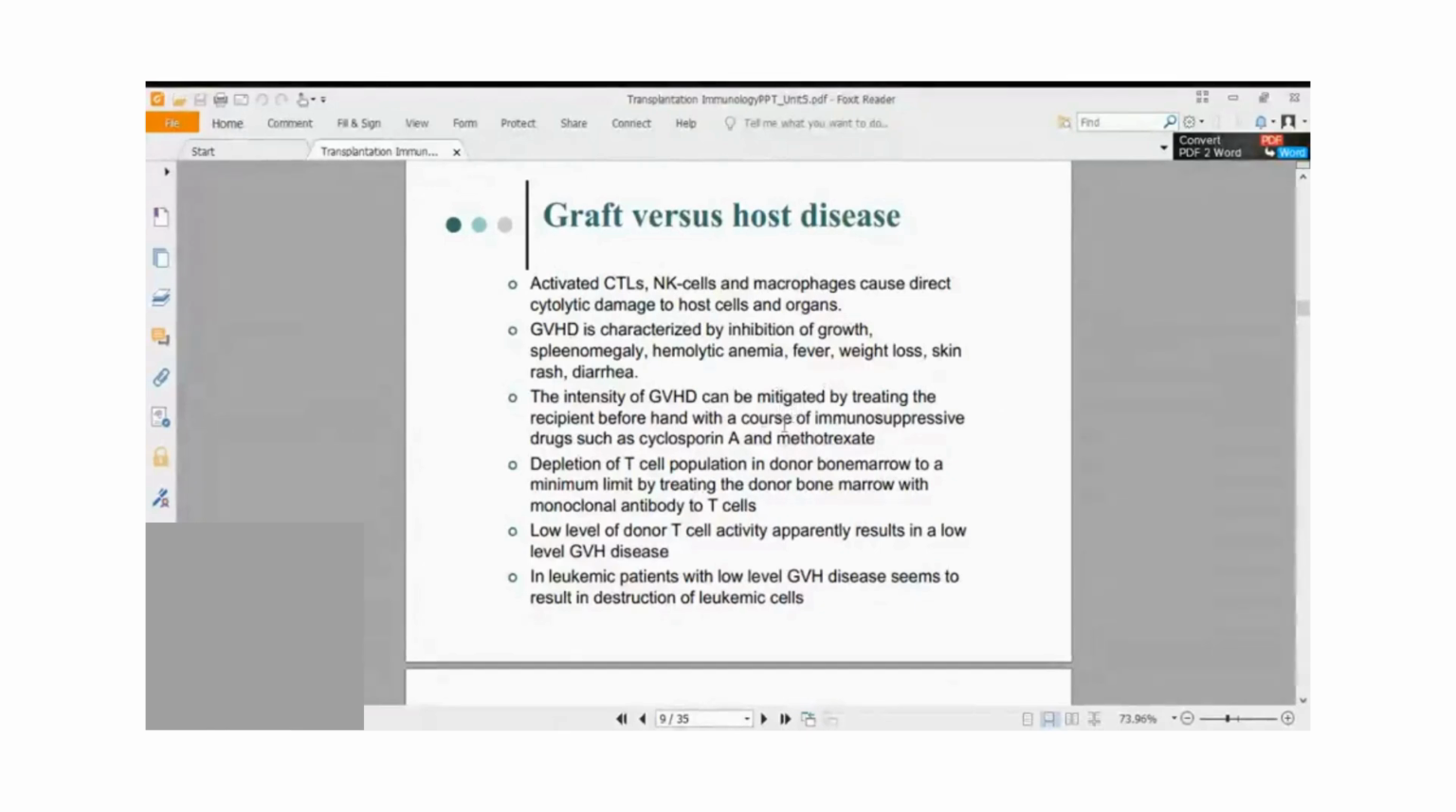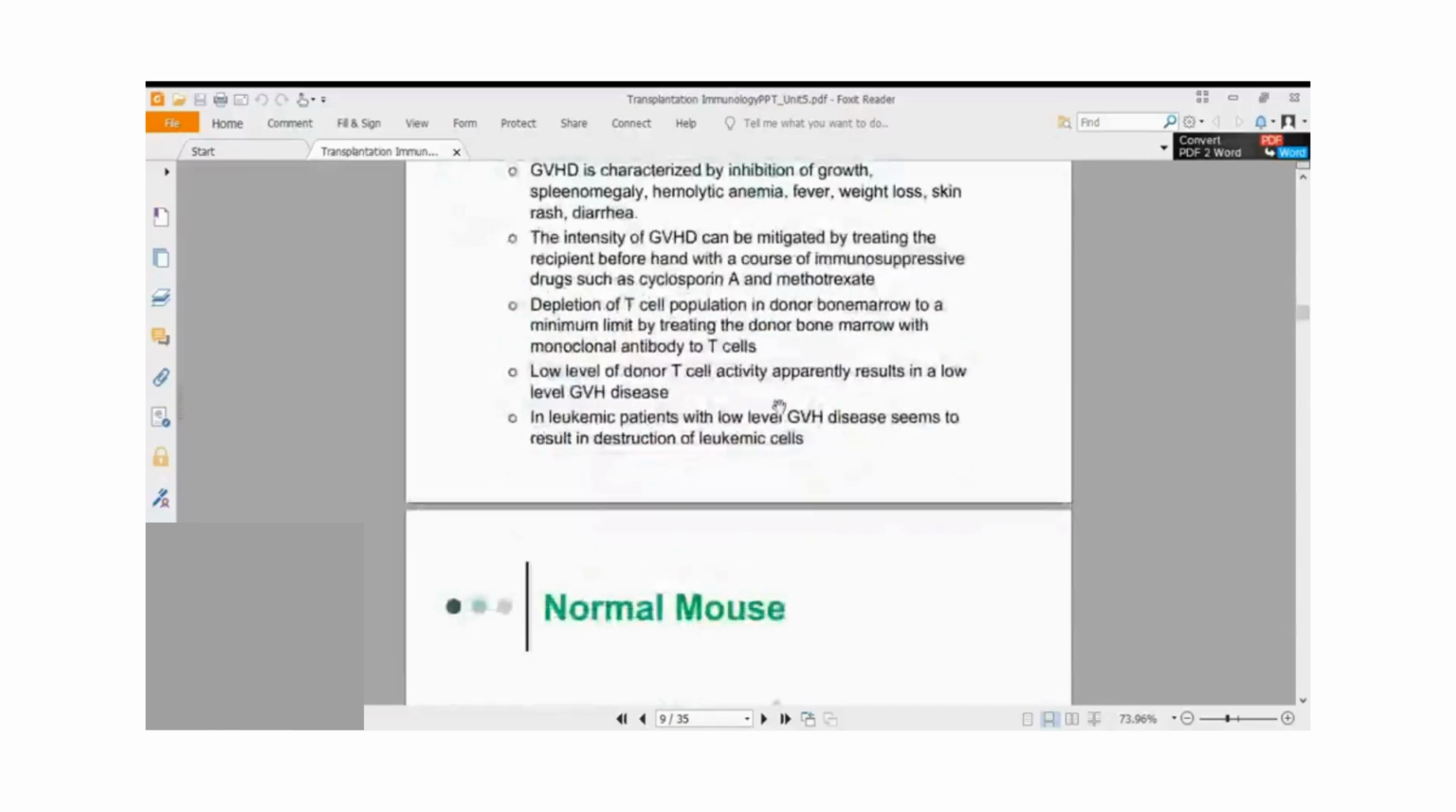So this is how violent graft versus host disease is prevented, by keeping the person under immunosuppressive condition by administering immunosuppressive drugs of minimum toxicity. That is cyclosporin A, which is the wonder drug of transplantation, and then methotrexate. The mechanism of these two, I will deal with a little later.